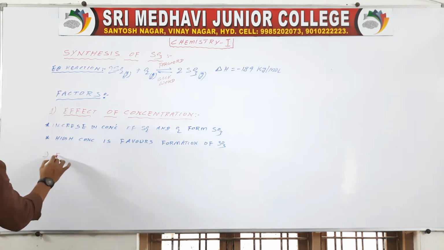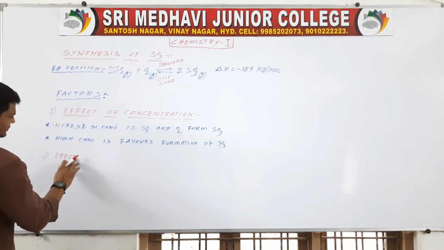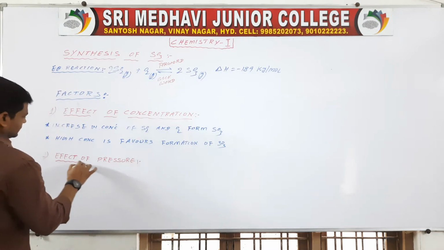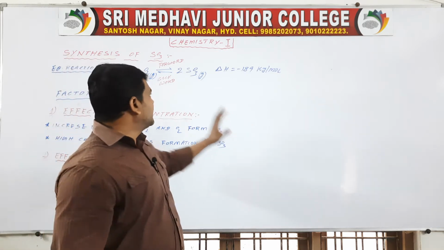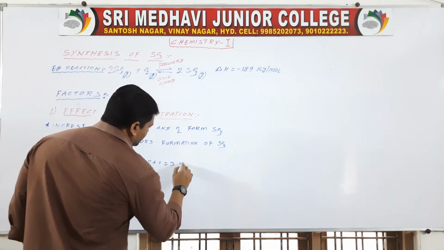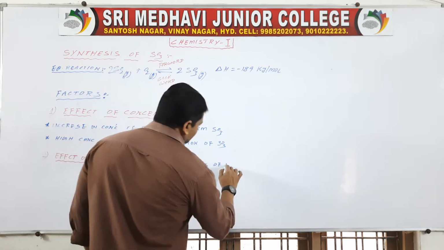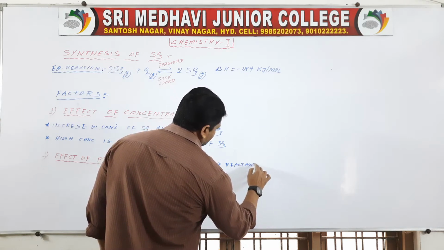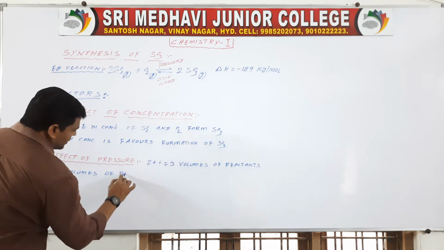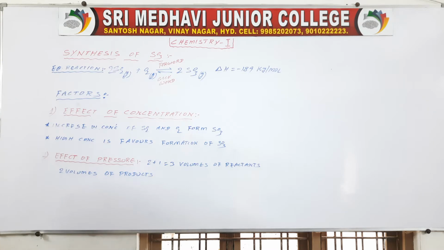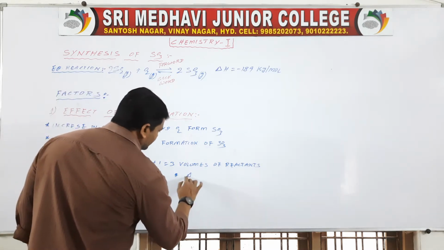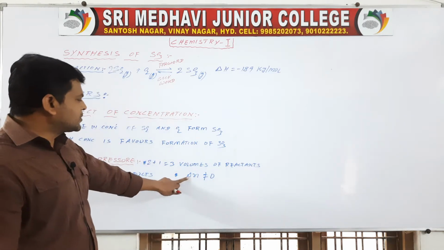Next factor, the second one, is the effect of pressure. See here, 2 plus 1 gives 3 volumes of reactants. Next, 2 volumes of products. So here delta n is not equal to 0, then pressure shows an effect on this reaction.